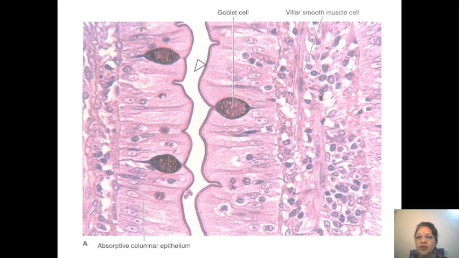And inside of that, you have so many features. Here you can see smooth muscle cells. You can't see the cut sections of anything. Again, in this stain, we've used something special to be able to stain the mucin in the goblet cell. The remaining is absorptive columnar epithelium.